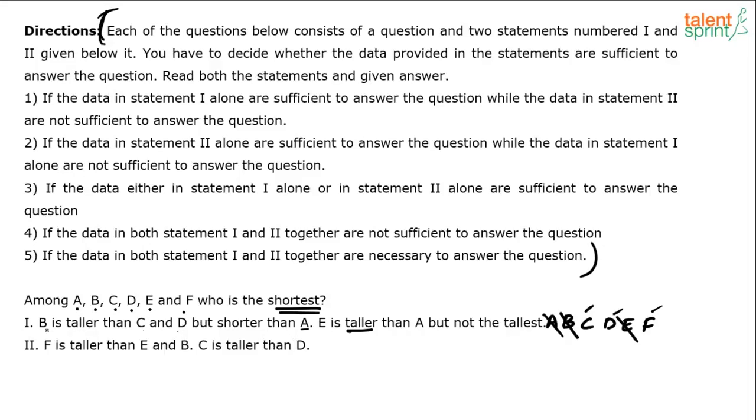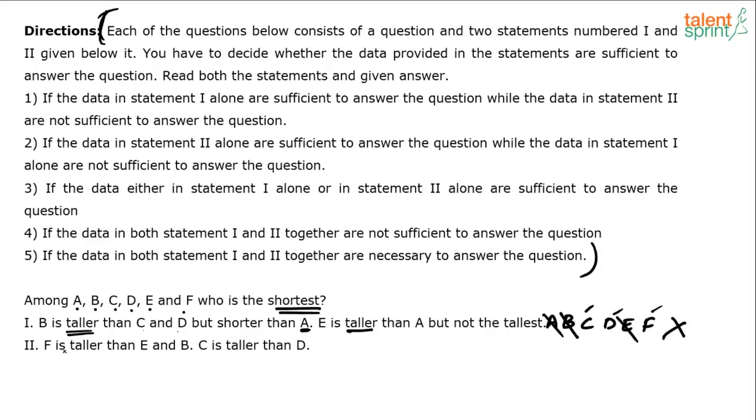I cannot find out who is the shortest person. I can only say B is not the shortest because B is taller. A is not the shortest because A is taller than B. B is shorter than A means A is taller than B. And E is taller than A. So E is also not the shortest. But C can be shortest or D can be shortest or F can be shortest. Right? We can't decide. So statement 1 alone is not sufficient.